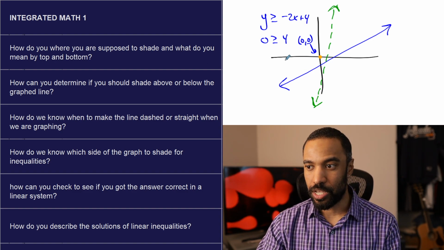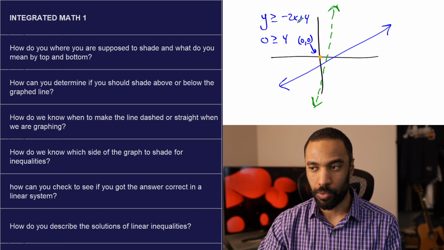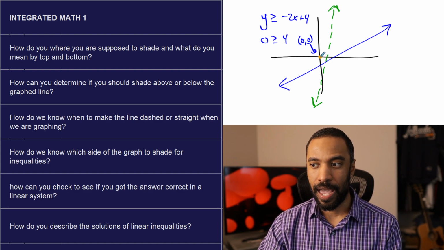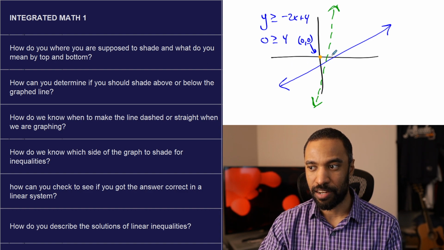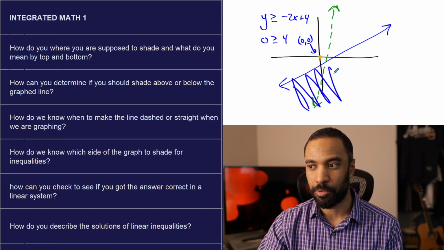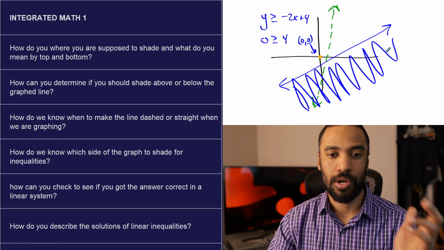So if this was the equation for blue, which I know it's not, but if this was the one for blue, and I tested (0, 0), if (0, 0) doesn't work, then nothing on this side of the blue line works. Only points on this side of the blue line would work. So that's another way to know where to shade.